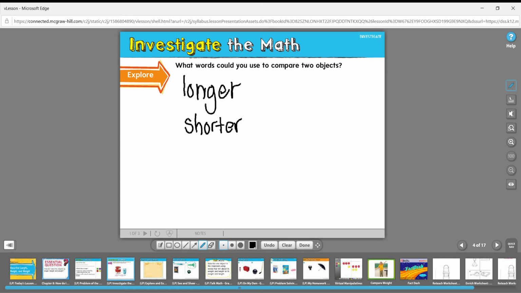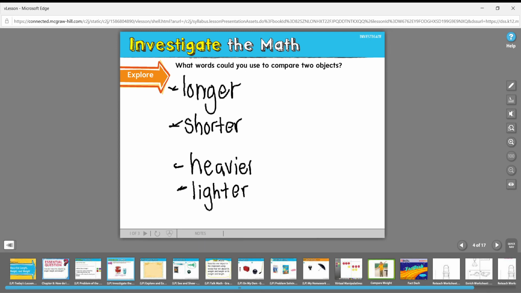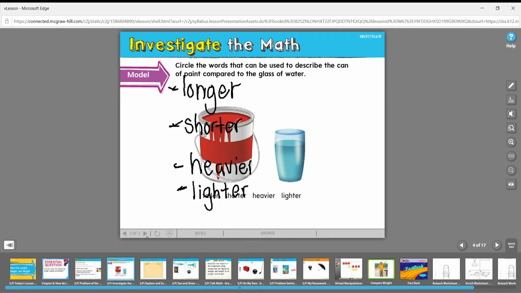What if I'm comparing the weight of things? One word I would use to compare the weight is heavier. So if one thing is heavier, then the other is lighter. So these are words that I could use to compare two objects: longer, shorter, heavier, lighter. Those are some words that we could use to compare objects. Okay, I'm going to delete those words now. I'm going to clear them.